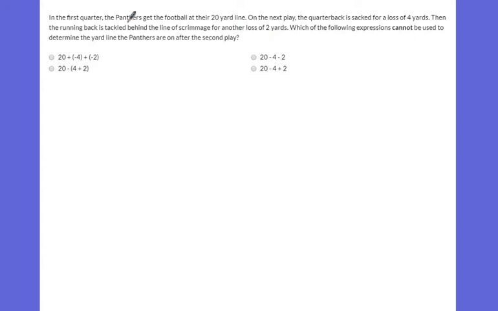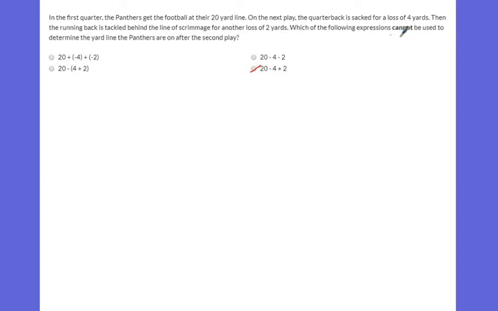Okay, so all of them show that he started at a 20. I'm going to just start with this one. It says 20, gone down 4 yards. Then it says he gains 2 yards. So he never gained the 2 yards. So this cannot be it. This says he started at the 20, lost 4, then lost another 2. So that looks like it's good.